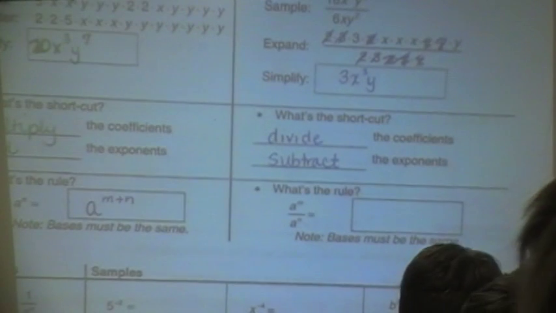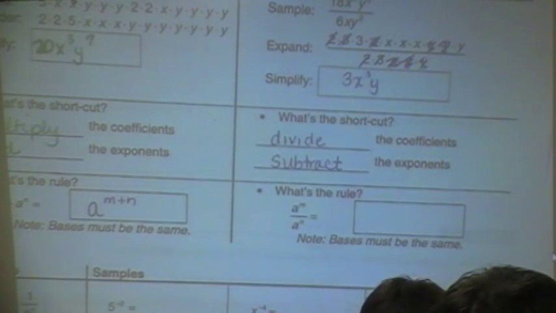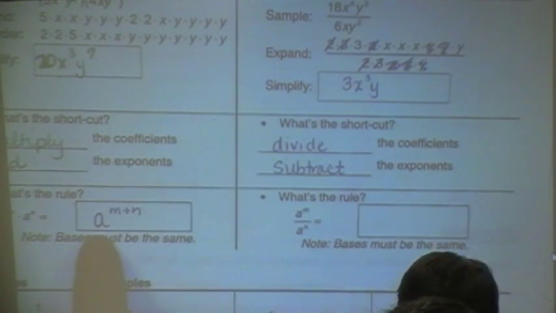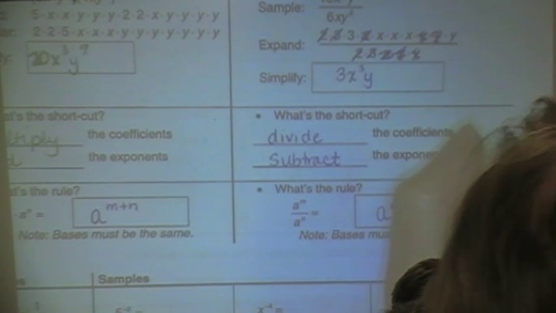Okay, so the rule for division. Remember, multiplication and division are inverses of each other. So the rule for multiplication is rewrite the base, add the exponents. What do you think it is for division? Rewrite the base and subtract the exponents.